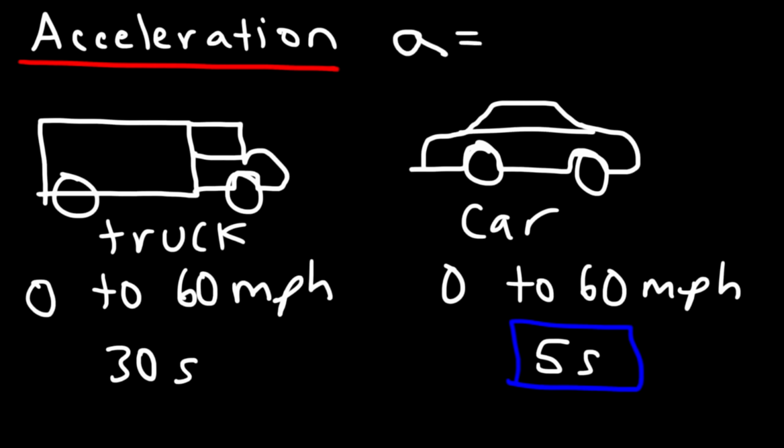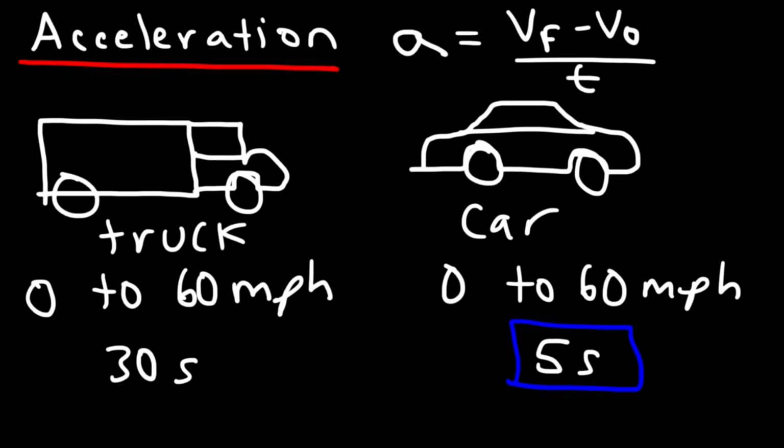Acceleration is defined as the change in velocity divided by the change in time, or sometimes you could just put t. So you can write it this way. Let me adjust the formula. If you see the triangle, it simply means change. So acceleration can be written this way: it's the final velocity minus the initial velocity divided by the time.